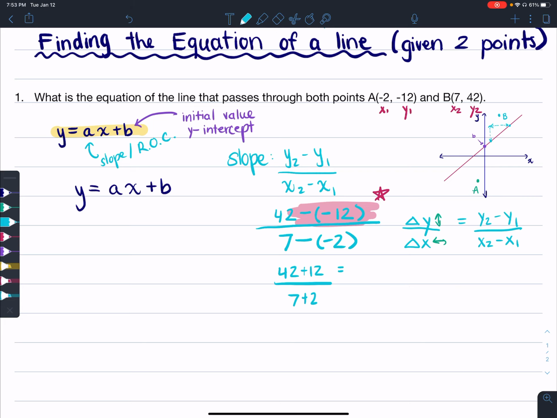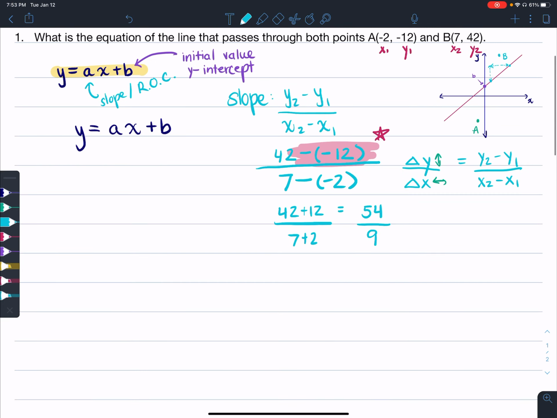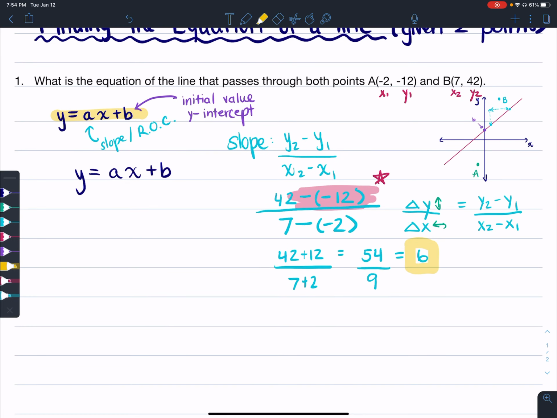That's going to give us 54 over 9. And you can do that division. 54 divided by 9 gives us 6. So 6 is the rate of change, or the slope. Now that that's done, we have one of these. We have our A. Check.